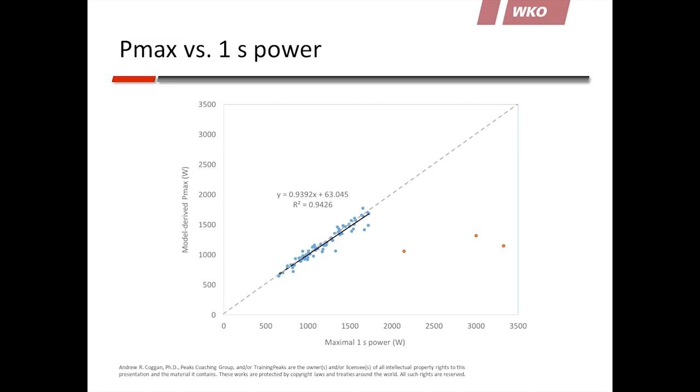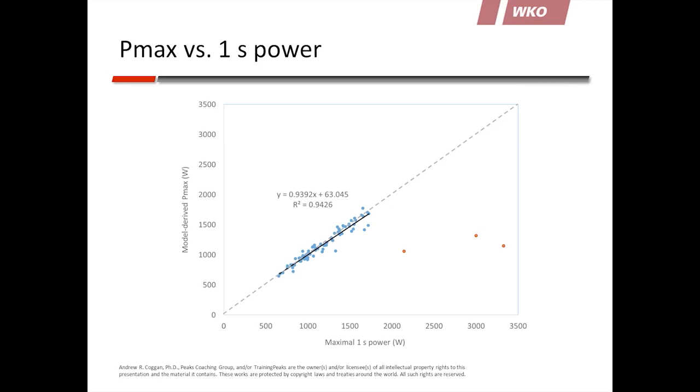So again, here's comparing the maximal 1 second power against the model-derived Pmax, and you can see the regression line falls nicely along the line of identity for all the blue points, but clearly power meter malfunction, power meter malfunction, power meter malfunction, in which case it's nice to have the model to come up with a decent estimate of somebody's true maximal power, even when you haven't measured it over such a short duration.